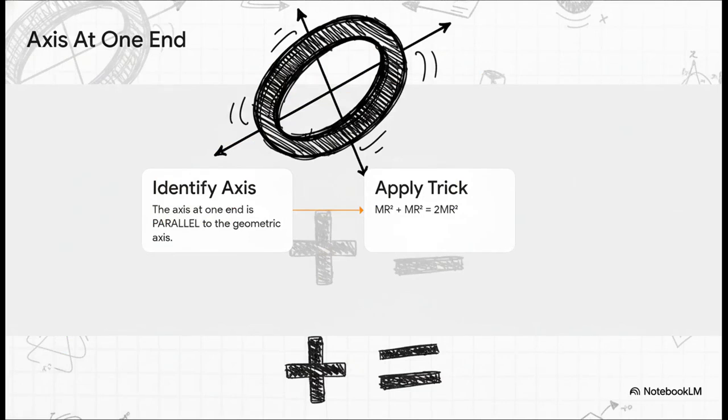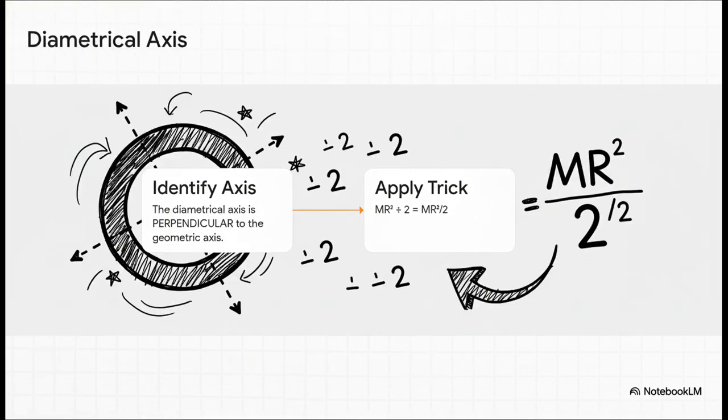So what about an axis that's still perpendicular, but it's passing through one end, or the edge of the ring? Well, that axis is parallel to our geometric axis, isn't it? So what's our trick for a parallel axis? You got it. Just add mr squared. So our base formula, mr squared, plus another mr squared gives us 2mr squared. Simple as that.